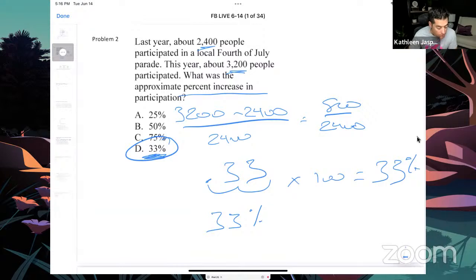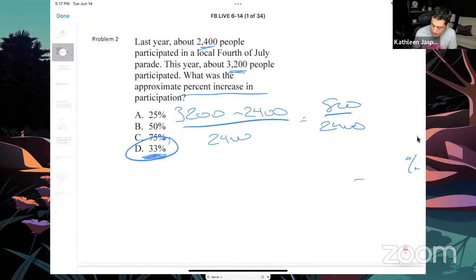Question says, how would I solve without a calculator? Texas doesn't allow any calculators at all. That's interesting. I find that hard to believe. I don't know that off the top of my head, but in the event that we don't, if they make you solve a problem like this without calculators, you can do the 3,200 minus 2,400, and then you get 800 over 2,400.